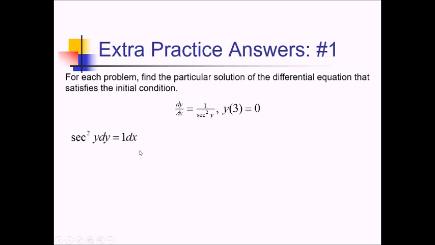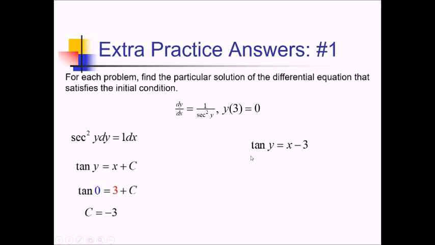Taking the antiderivative of each side now, the antiderivative of secant squared of y is going to be tan of y. And for this 1 dx here, that's going to become an x plus c on the right side. To find the c value, we have to plug in our initial condition. So I've got tan of 0, because that was the output there, equals the input of 3 plus c. So this means that tan of 0 is just 0. Subtracting 3, we have c equals negative 3. And then plugging that back in, I can write tan of y equals x minus 3.